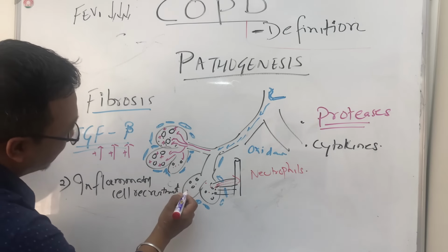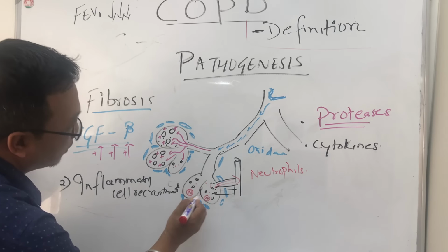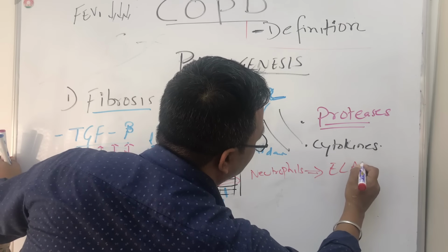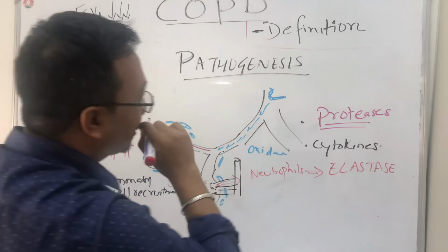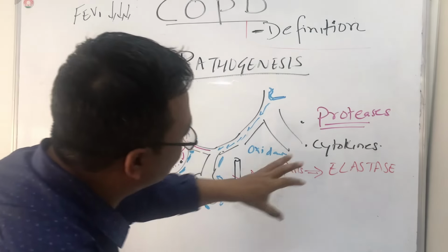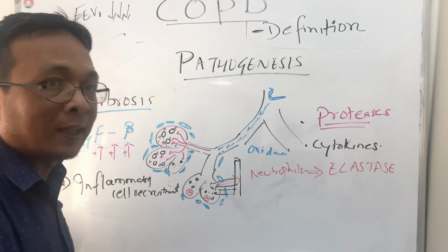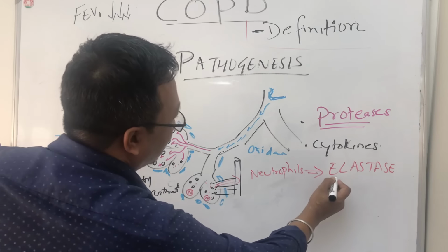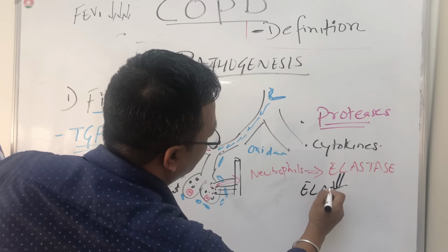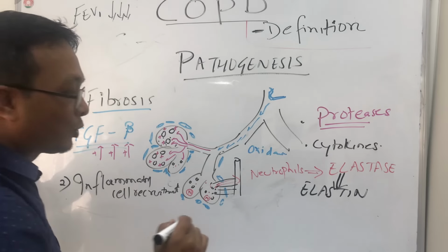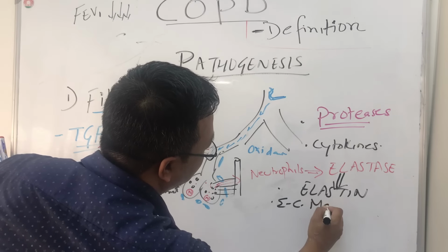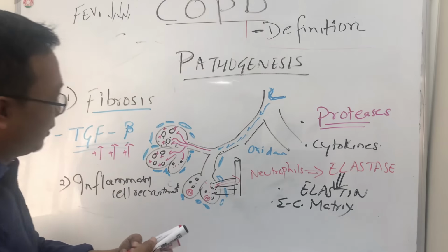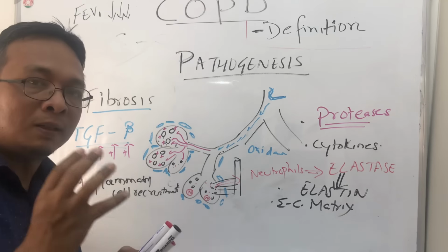So what is happening here? These are neutrophils. These neutrophils secrete a very important component called elastase, which is also a type of protease. This elastase destroys the elastin part, and also destroys the extracellular matrix. Now what is elastin here? Remember, the elastin gives the lung parenchyma stability.